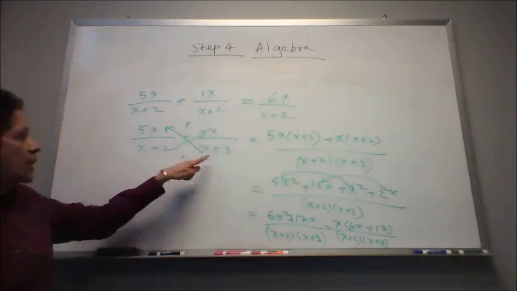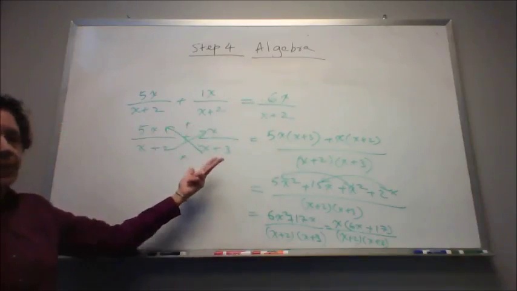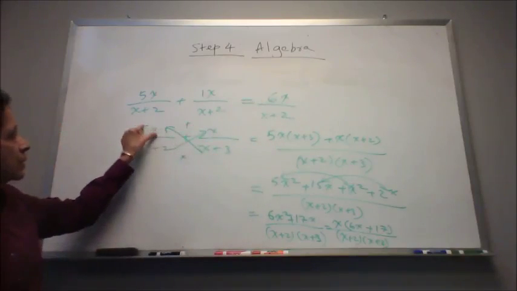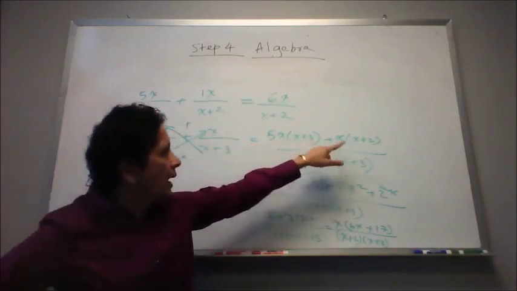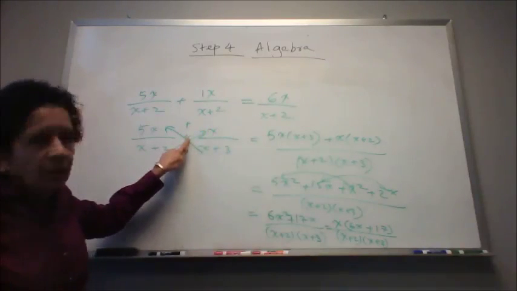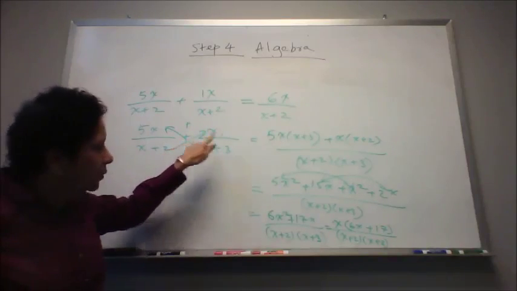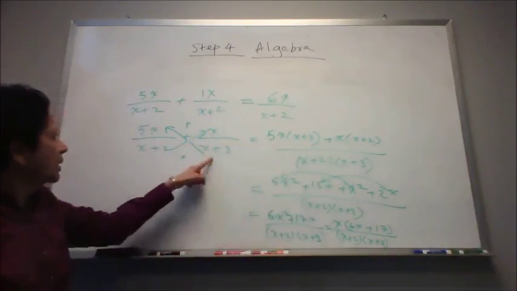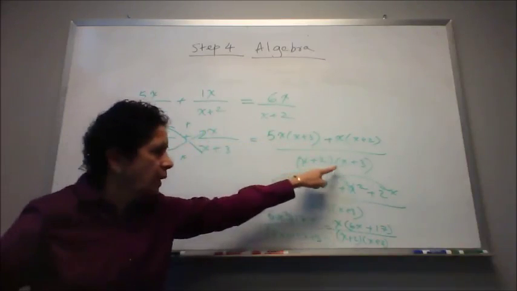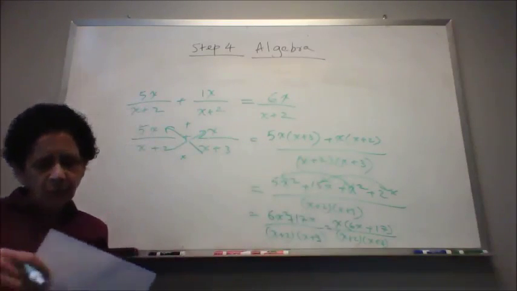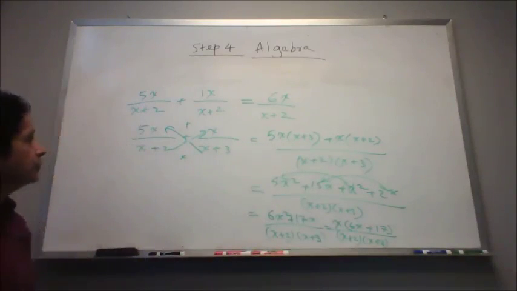But if the denominators are different, you just cross multiply, and then on the top you'd be adding. If there's a plus here, you'll be adding. If there's a minus, you'll be subtracting. Whatever the sign there, you will do that. On the bottom, you just multiply the two factors here. So the exact same as what we did before, okay?